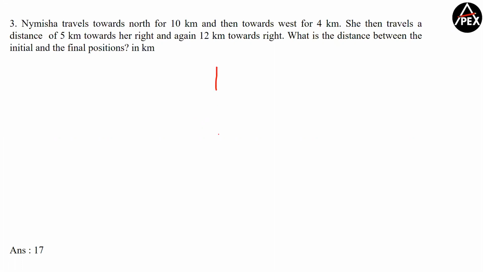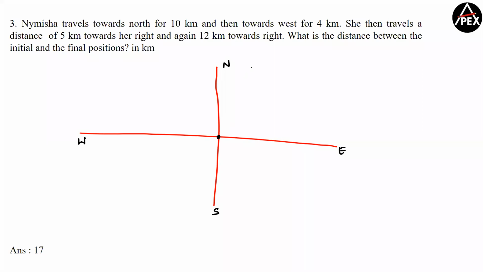Okay, so let this be the starting point. So north, east, south, and west. Now, Naimisha travels towards north for 10 kilometers. So let this be the point after traveling 10 kilometers now. And then towards west for 4 kilometers.